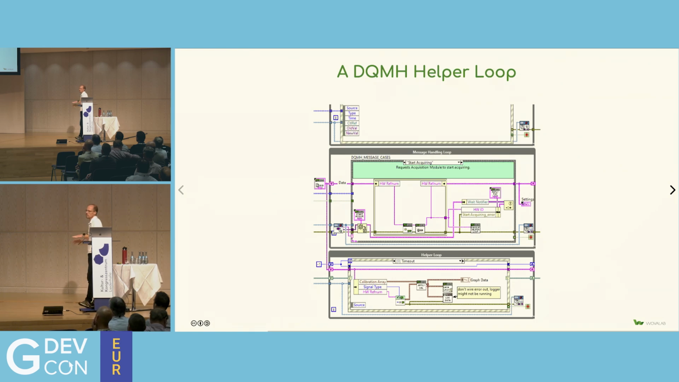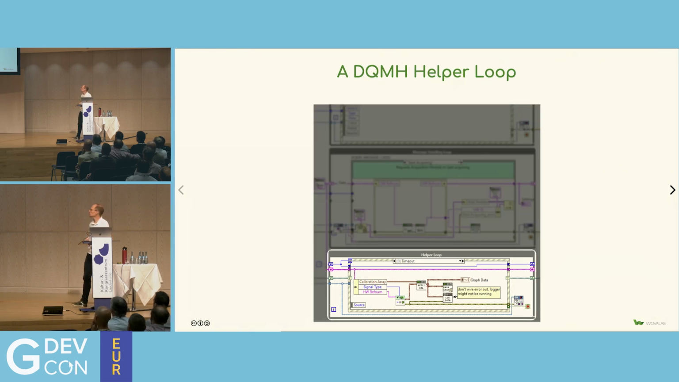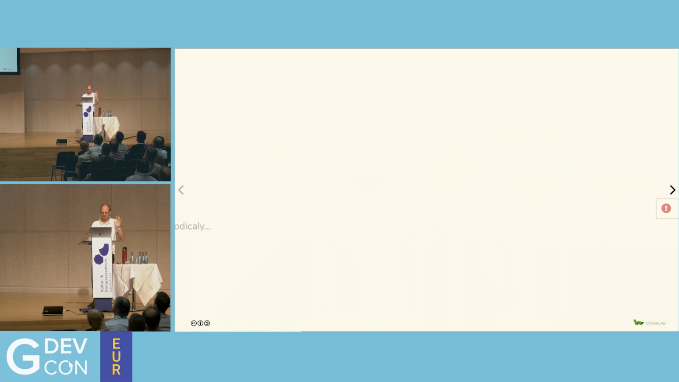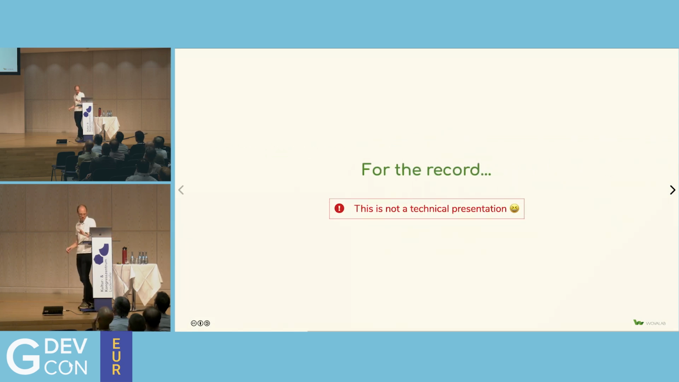A helper loop for DQMH users is this third loop you can add at the bottom of the DQMH module. But an important note, helper loop is just a name to describe a design. You can use what we call a DQMH helper loop in any kind of architecture. And yes, I know there are many other ways to execute code periodically, but again, this is not a technical presentation.